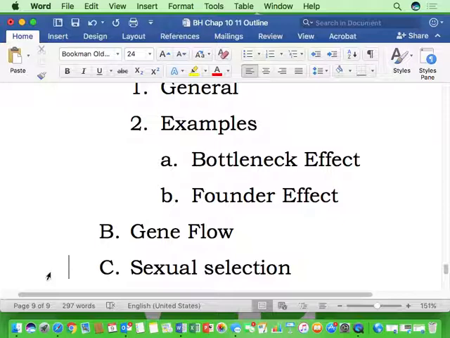So there's going to be competition. This is a resource. A mate is a resource. There is intrasexual selection, or competition. And this is competition between, usually, the males.